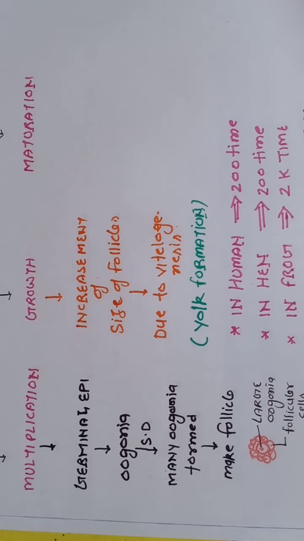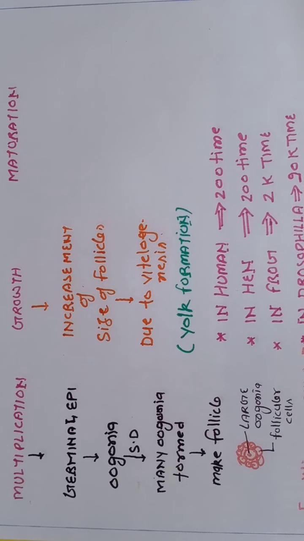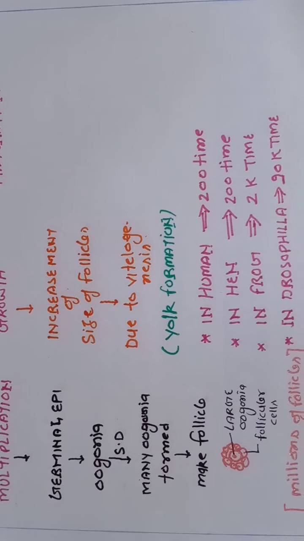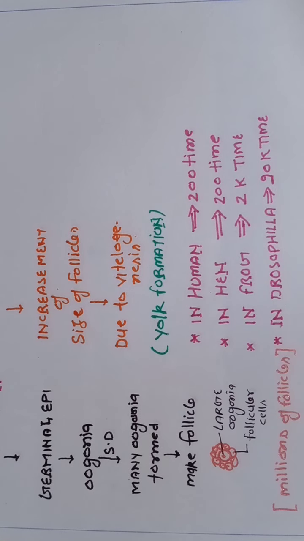In the case of the human, it increases 200 times. In the case of the hen, it increases 200 times. In the case of the frog, it increases 2000 times. And in the case of Drosophila, it increases 90,000 times. How much? 90,000 times. So that is the meaning of the growth phase.